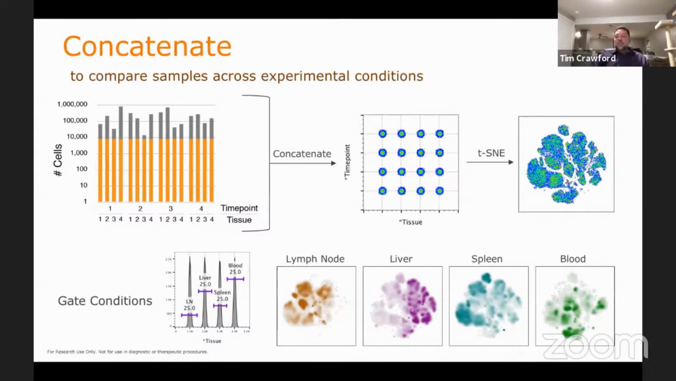You cannot think of T-SNE and UMAP or other dimensionality reduction algorithms as a gating approach. You can't run them on one sample and then apply that to different samples. You have to have all the data there together. You run the algorithm once, and then you pull apart the samples for visualization and downstream exploration.